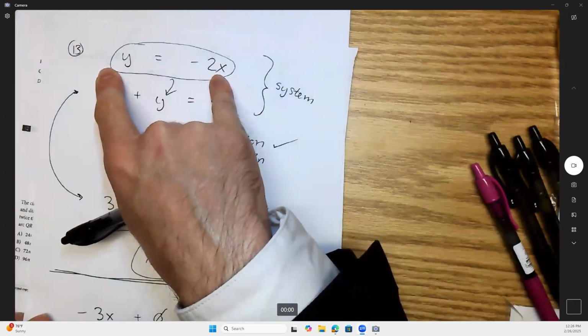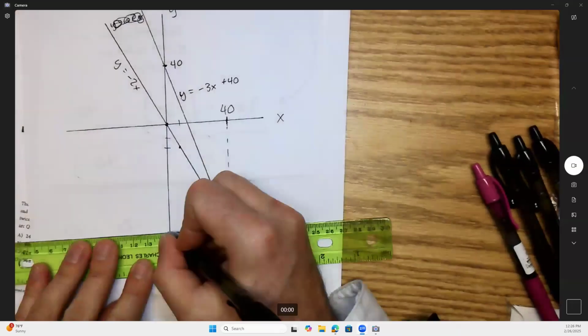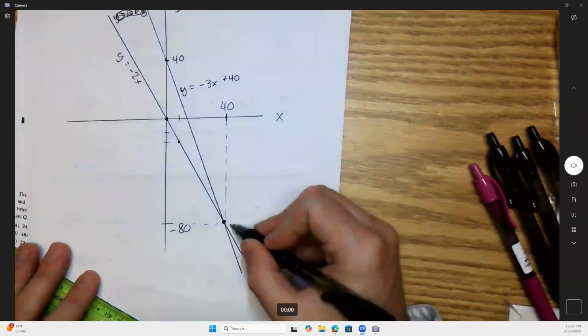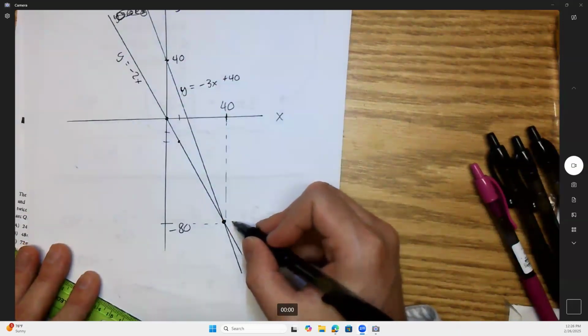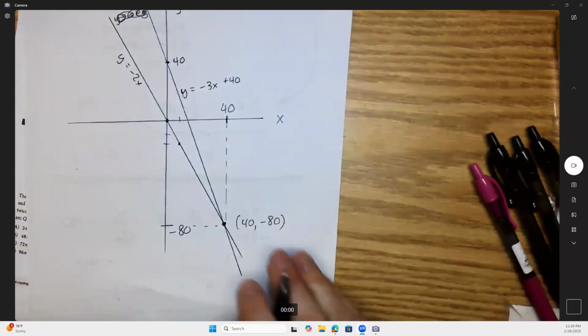Negative 80, right? You see that? Negative 80. That also aligns with the graph. Could this reasonably be negative 80 down here? You see that? So this is negative 40, sorry, positive 40, negative 80. You see that? So 40, comma, negative 80. Okay. All right, there you go. There's 3 different ways to solve that.